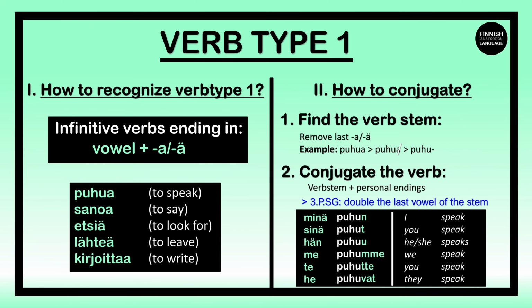Me puhumme means we speak. Te puhutte means you speak, plural. And he puhuvat means they speak. Now we can move on to our second verb type.